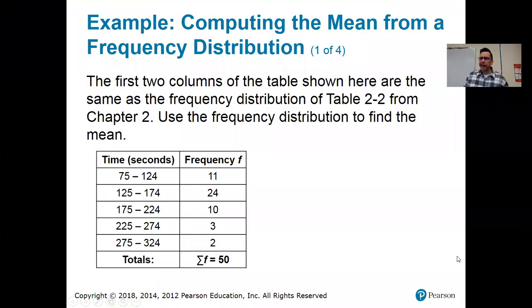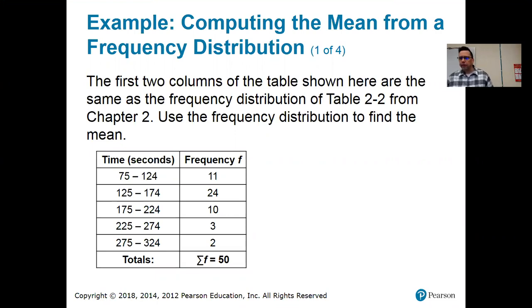Okay, so here's an example of finding the mean from a frequency distribution. The tables shown here are the same as the frequency table 2-2 from chapter 2. So you've seen this example before. This is for the waiting times in the McDonald's drive-thru.